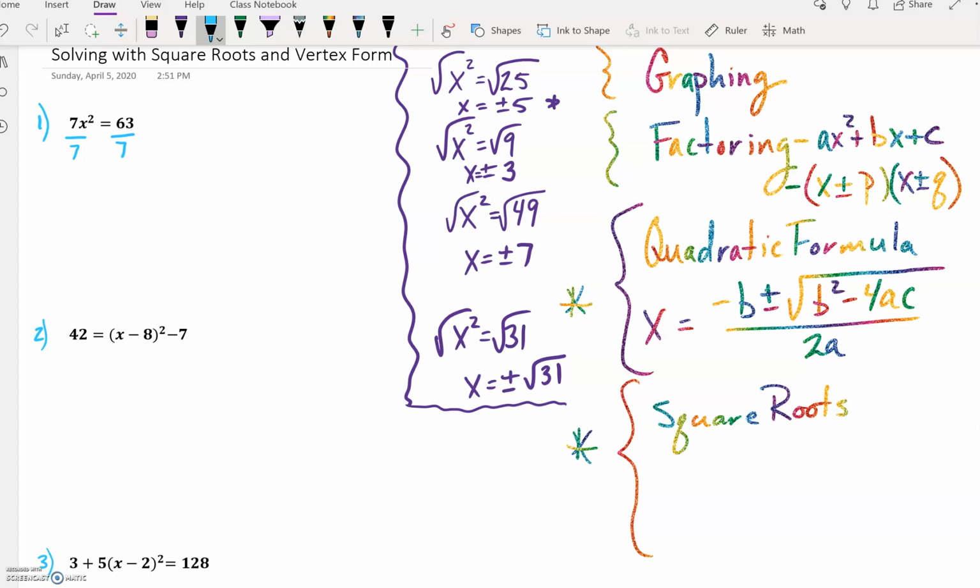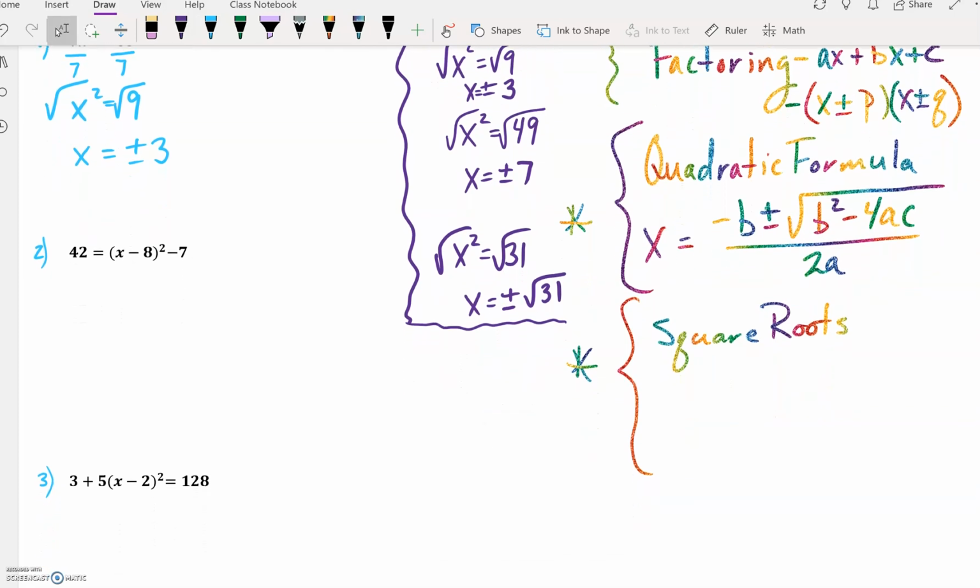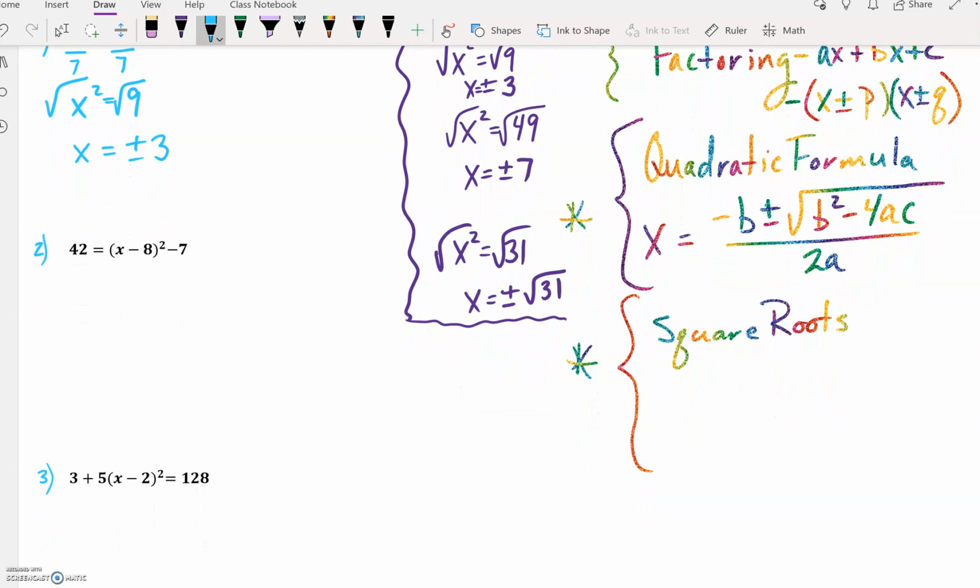Okay, here we go. So this is going to be x squared is equal to 9, 63 divided by 7, and to get rid of the squared, we're going to take the square root. So we know our answer here is x is equal to plus and minus 3. Ta-da! These next two get a little bit trickier because what is squared is an entire expression itself.